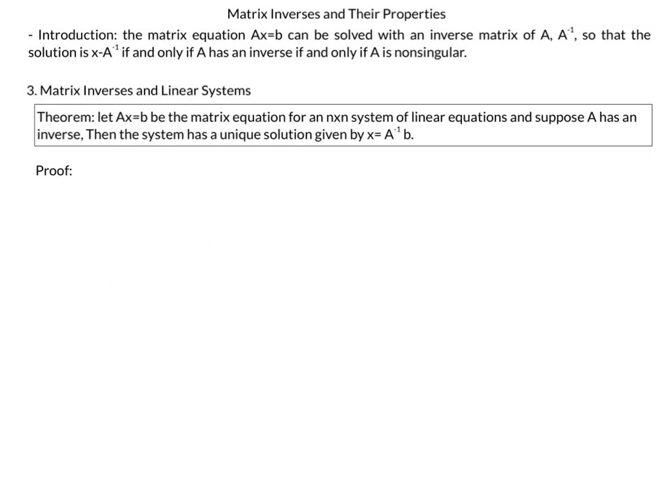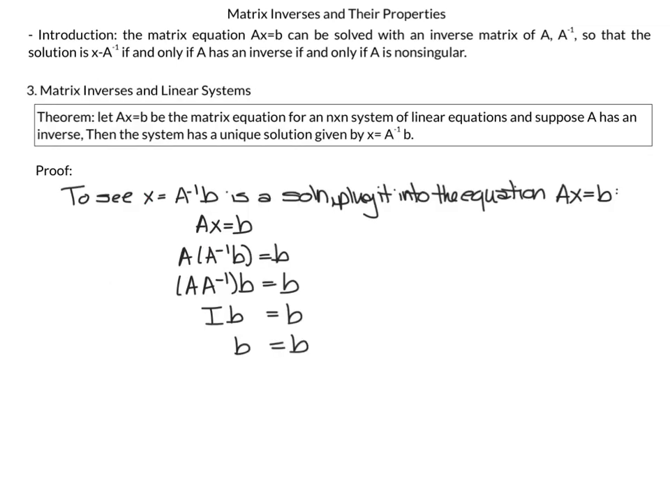So we'll do a proof of this. To see X is equal to A inverse B is a solution, we're just going to plug it into the equation. So I have AX equals B, and we're plugging in X equals A inverse B. Since matrix multiplication is associative, I can move the parentheses over. So I have A A inverse, which is I, times B equals B, and of course I times B is just equal to B. And I'm done.